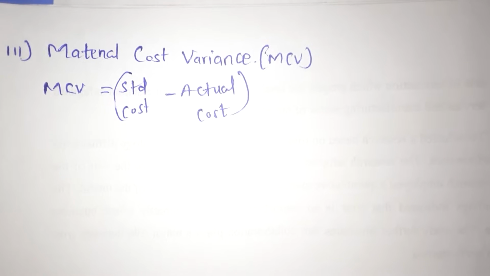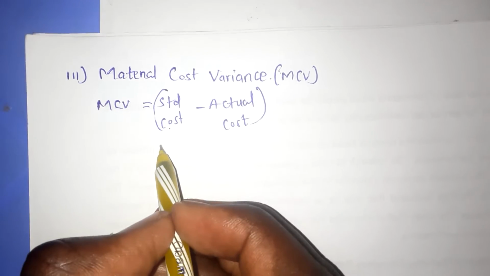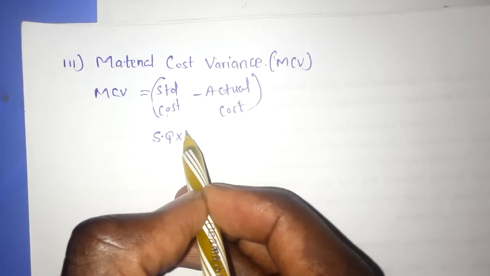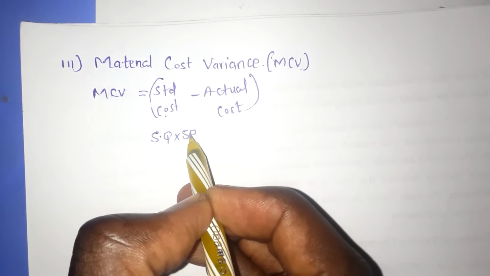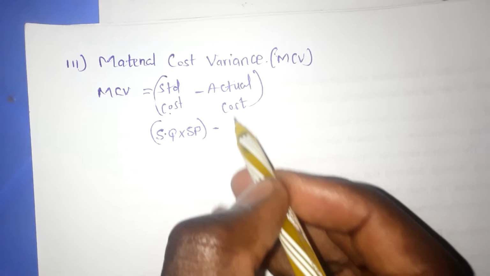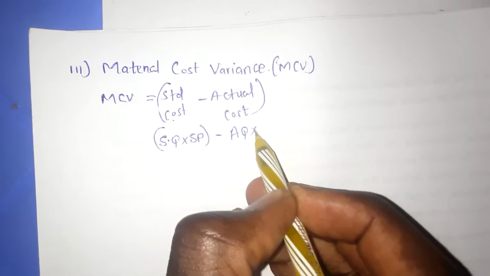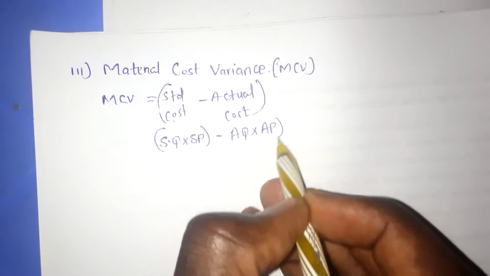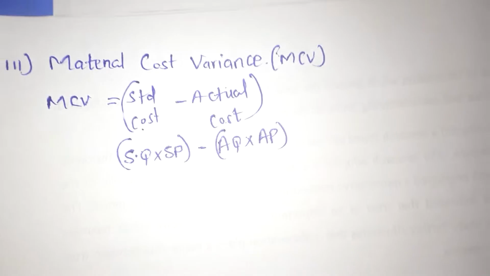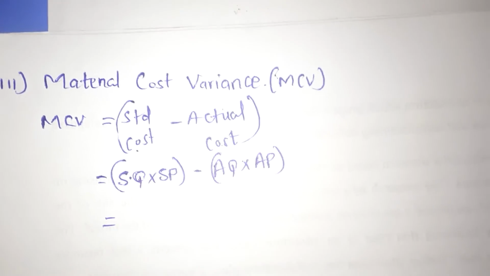But there is a simpler way to get this. How do you get standard cost? Standard cost will be standard quantity times standard price minus actual cost, which will be actual quantity times the actual price. Are we together up to that point? Now, what is our standard quantity in this question?